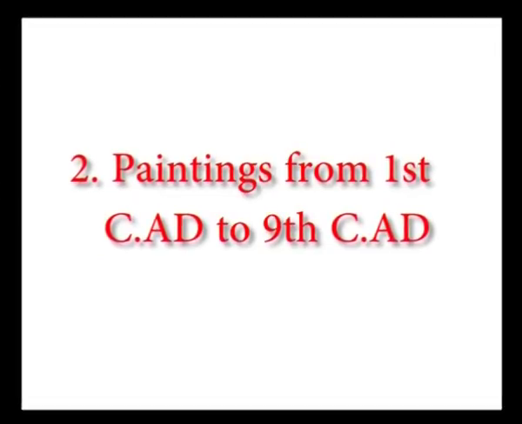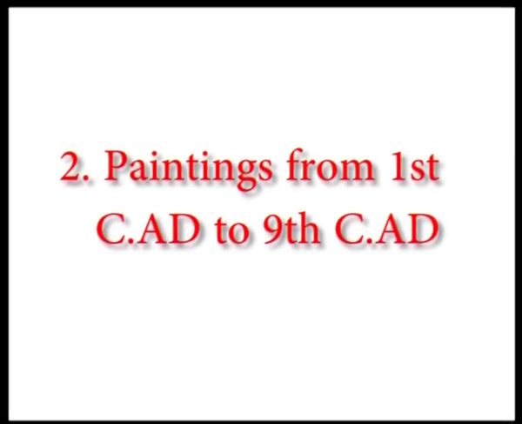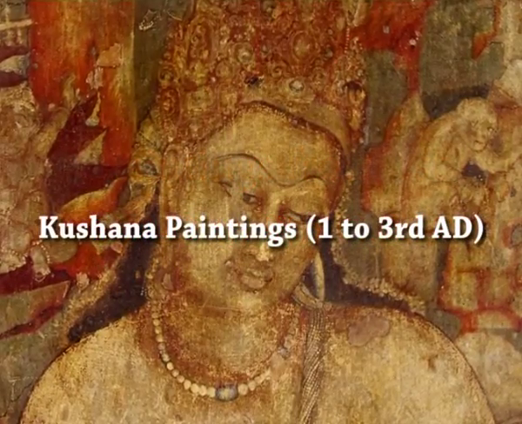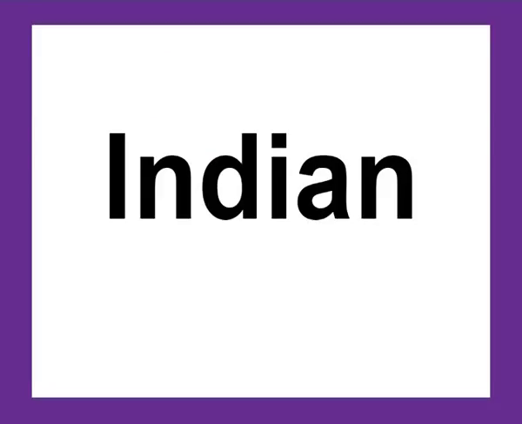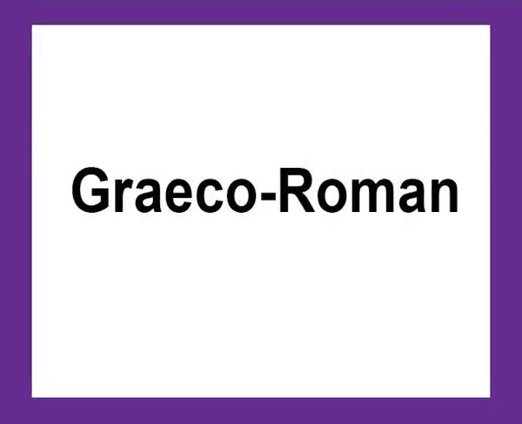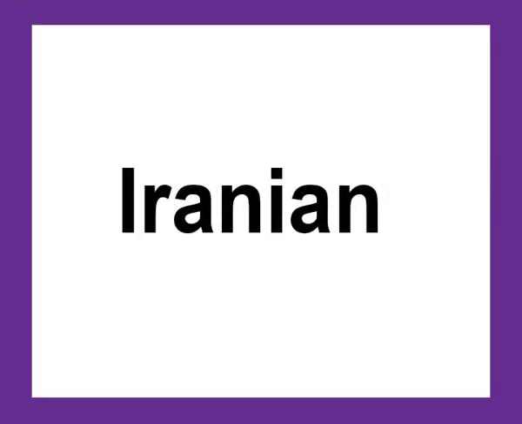Paintings from 1st century AD to 9th century AD. Kushana Paintings, 1st to 3rd century AD. The Kushans were the most powerful rulers after the Sungas in the north. Under them, a distinct school in the northwestern frontier with a common link of Indian, Greco-Roman and Iranian elements emerged.